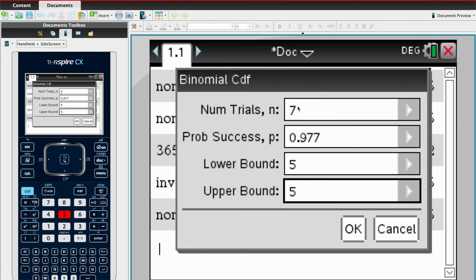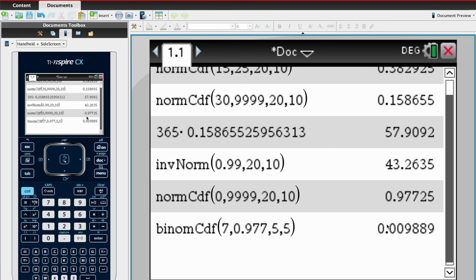So here we are, once again, 7 trials, probability of success. We want to know the chance of this train being late 5 out of 7 times. Here we go. So the chance of this train being late 5 out of 7 times is 0.009889. So almost just 1%.